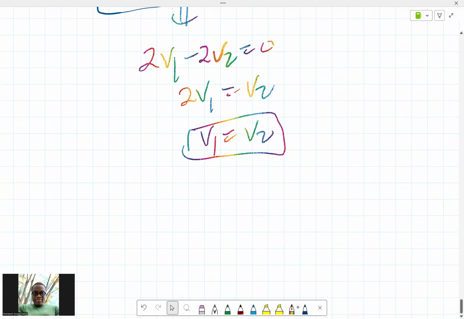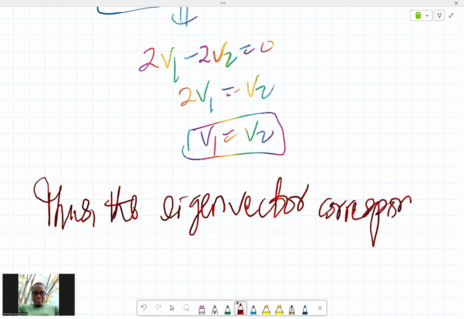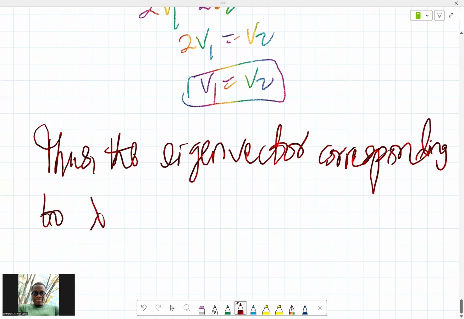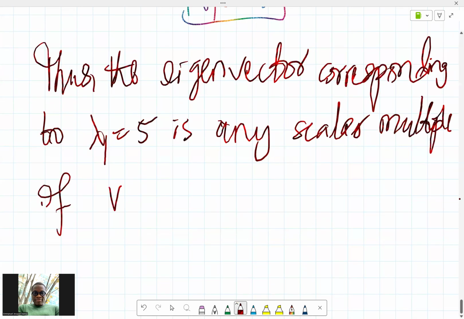So we can just say, thus, the eigenvector, because they are both the same, right? The eigenvector corresponding to lambda 1 equals 5 is any scalar multiple of v equals 1, 1. Okay?